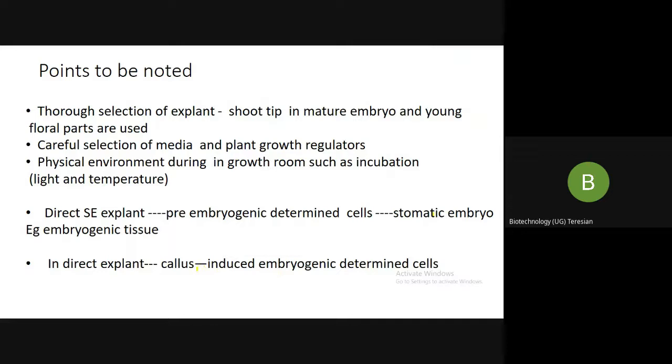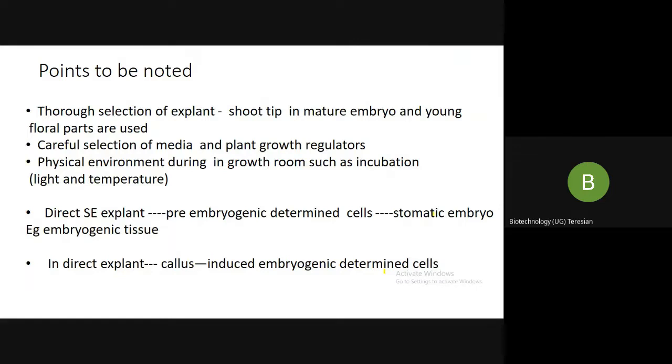That is, you had a callus. You could have chosen your own way. Either you could have grown the callus into a whole plant, or you could have grown it into a suspension culture. But what is your target? Your target was to develop the embryos. So you induced embryogenesis in the callus. Hence it is called induced embryogenic determined cells.